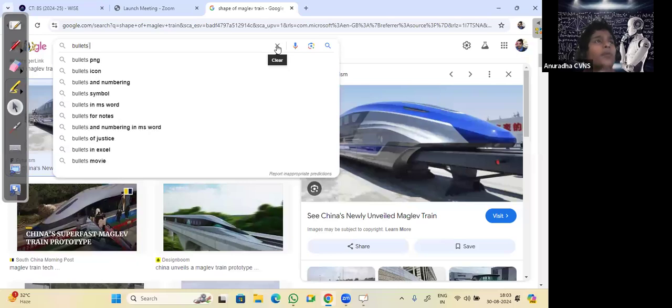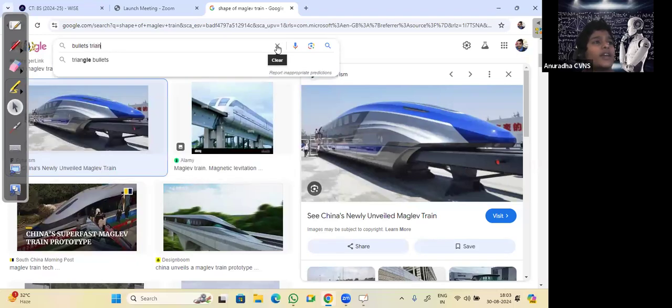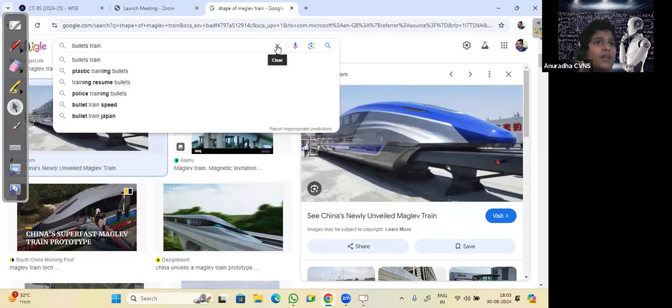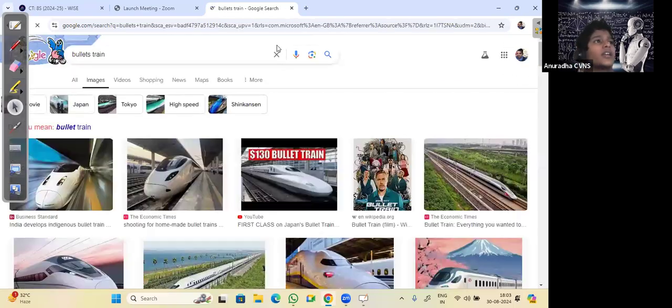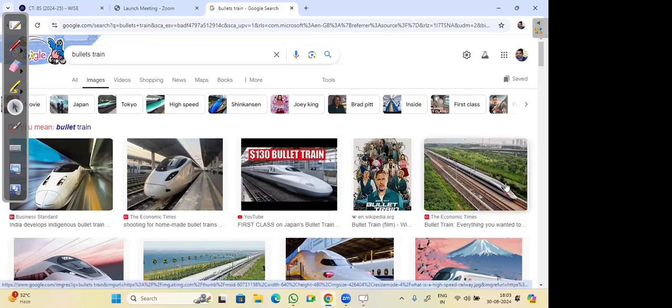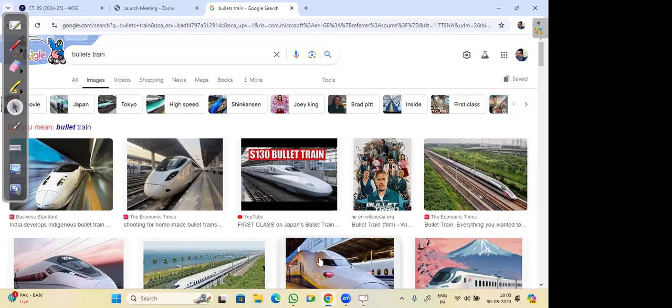I heard one point on why it levitates. There is a repelling between the track and the bullet train. Yeah, they repel each other. There is a magnetic force between the track and the train. Again, see, the shape of the bullet train is also somewhat like this only. From the front, the shape is almost like this. Got it?